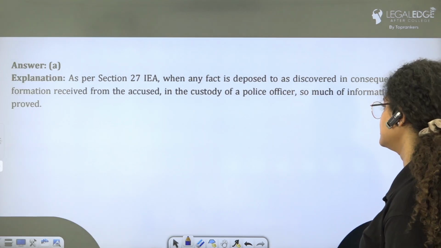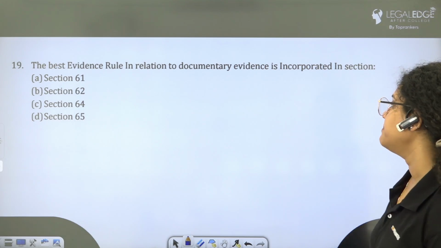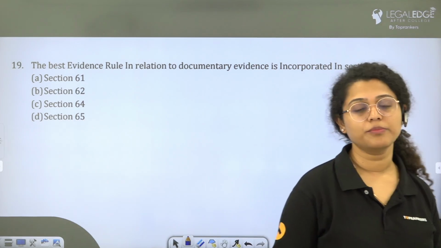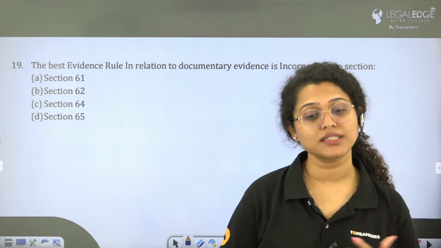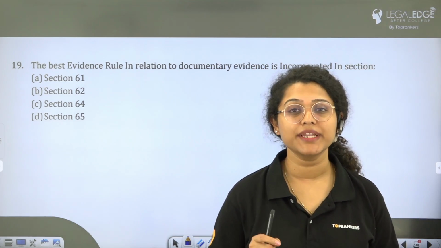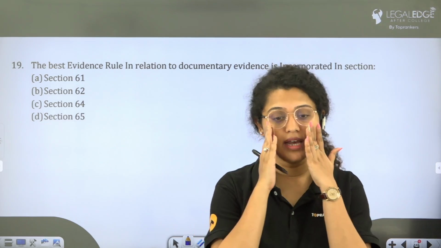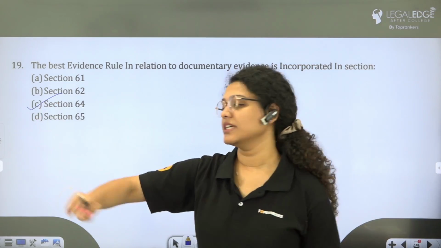Moving ahead. The best evidence rule in relation to documentary evidence is incorporated in which section? Section number 61, 62, 63, 64 or 65? Which one has the best evidence rule? That primary evidence is the best evidence. Where is this given? This is provided under section number 64 of the Indian Evidence Act.